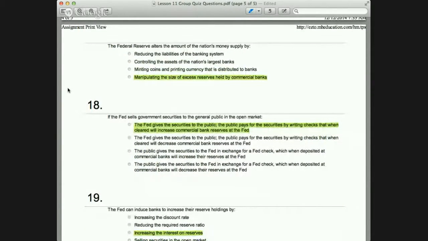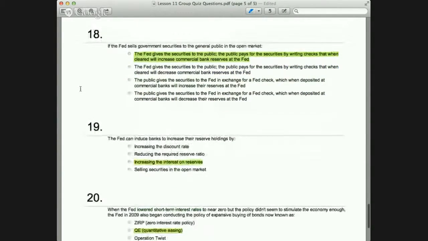17, the Federal Reserve alters the amount of the nation's money supply by manipulating the size of excess reserves held by commercial banks. Yep, I got that as well. 18, if the Fed sells government securities to the general public in the open market, and I chose the first one. The first one? Okay, I chose the second one, but I just couldn't really. I knew it was one of the first two. I just didn't know which one it would be exactly.